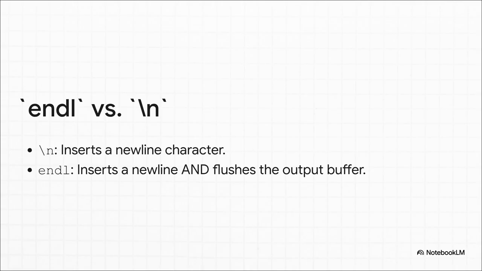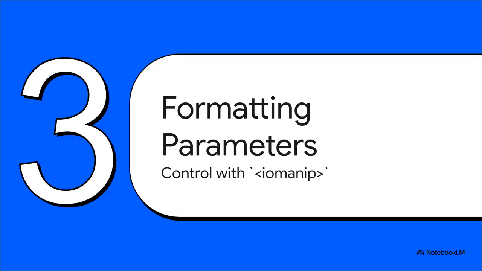Now, you might be thinking, hang on, can't I just use the newline character \n? And you absolutely can, but there's a super important difference. They both start a new line, that's true. But endl does one extra thing. It flushes the buffer. This basically forces the program to write out any waiting output immediately. This is a huge deal for things like real-time logging, where you need to see messages the second they happen, not whenever the program feels like it. So endl is a great start, but it's a bit of a one-trick pony.